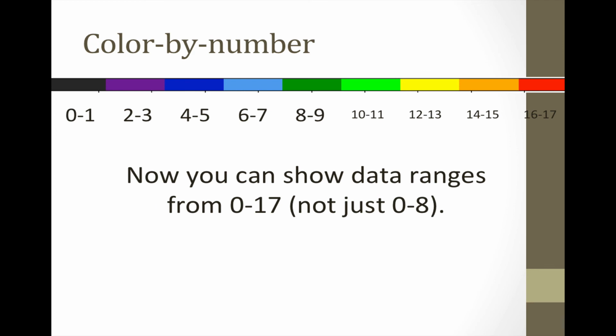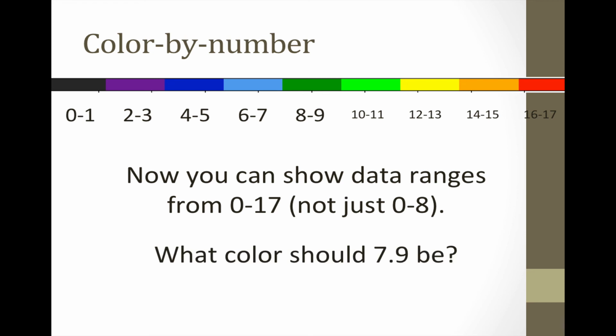Okay, let's spin them up. 0s and 1s are black, 2s and 3s are purple, 4s and 5s are blue. Now we can at least show more data ranges between 0 and 17, not just 0 to 8 like we had before. But what am I going to do with 7.9? 7.9 is technically, according to this, a blue, but it's closer, certainly, to green than 6 would be. So what color should I make 7.9?